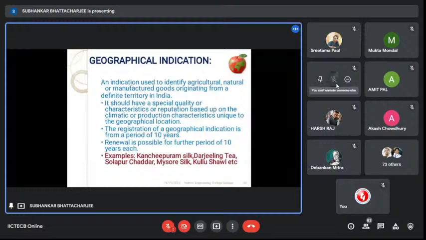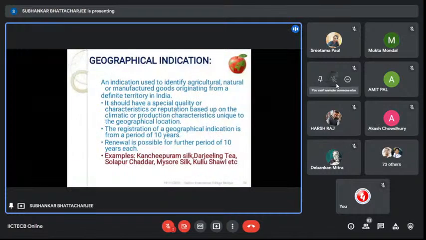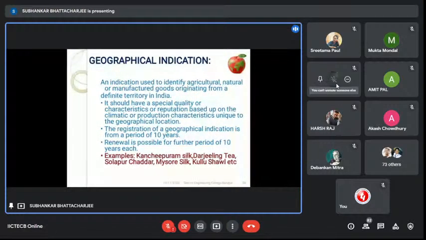Geographical indication, in short, we can call it a GI tag, right? A GI tag or geographical indication is that a product of an area or any territory of India. So geographical indication is that a product of any area or any territory.